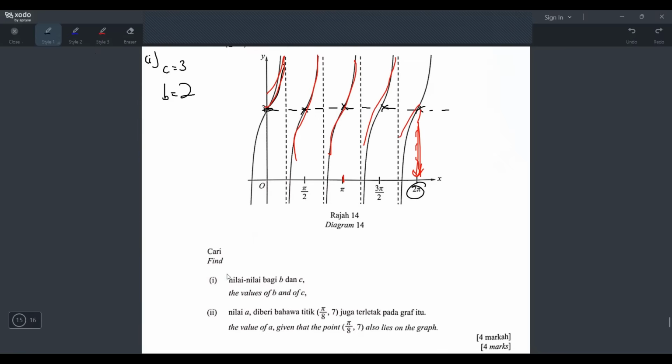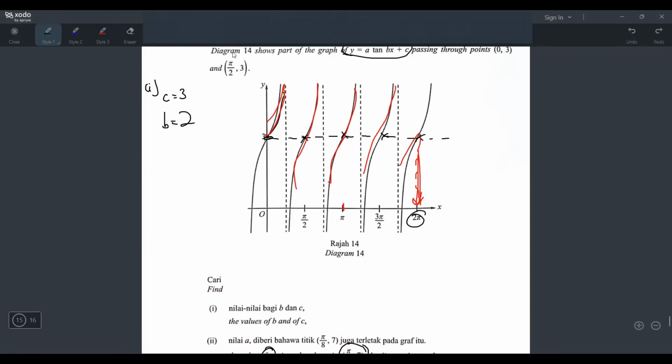Let's see. Number 2 says find the value of A given that the point pi over 8, 7 also lies on the graph. Okay, the equation they give us is y equals A tangent bx plus c. So I'll write y equals A. The A I have to find later. But the bx I already know is 2x and then plus 3, right? So in order to find the A, you need to have x and y, right? Because if you substitute x and y, then you can find your A.